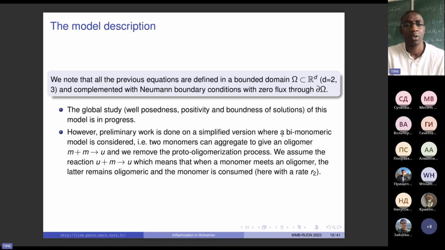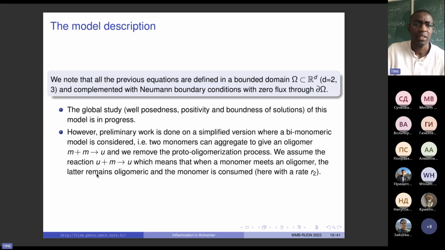And in this monomeric model we take into account the fact that M plus M will give an oligomer. That means 2 monomers will give an oligomer. So we remove all the proto-oligomerization process. Of course, we assume that when an oligomer meets a monomer, it gives an oligomer also. So it does not change, which means that when a monomer meets an oligomer, the latter remains oligomeric and the monomer is consumed, right?